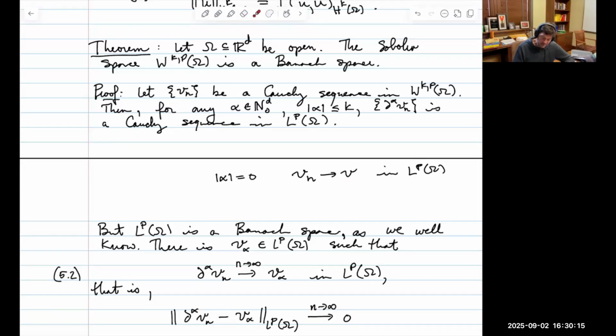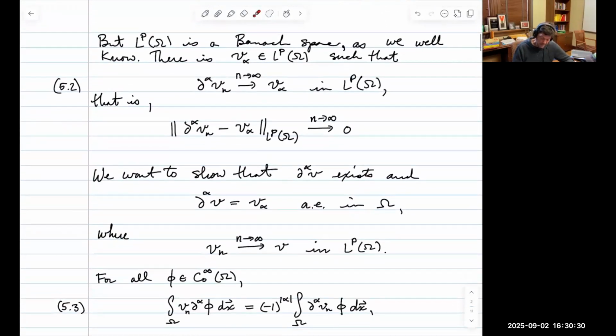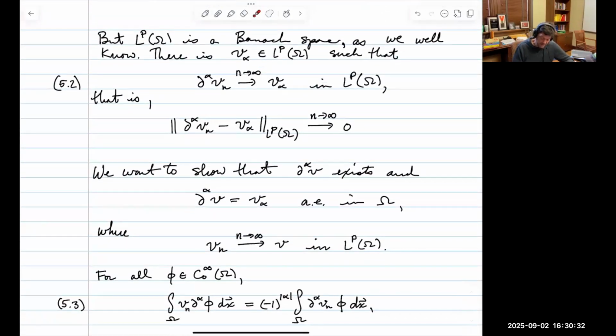Now what I want to do is show, because that's the original function itself with no derivatives attached to it, that this function is weakly differentiable as many times as I want, up to and including the order k derivative. And I want to show that the partial derivatives of this function are actually equal to these functions that I know exist from this convergence. If I can do that, then I've closed the loop and I will have shown what I wanted to show.